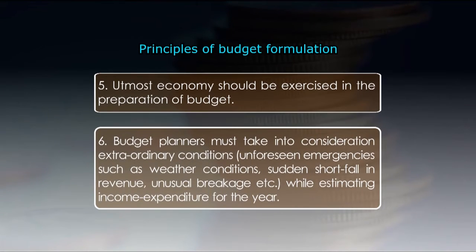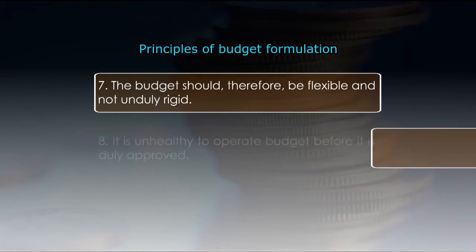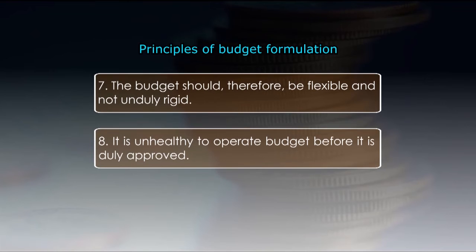Number 6, budget planners must take into consideration extraordinary conditions, that is unforeseen emergencies such as weather conditions, sudden shortfall in revenues, unusual breakage, etc., while estimating income expenditure for the year. Number 7, the budget should therefore be flexible and not unduly rigid. Number 8, it is unhealthy to operate budget before it is duly approved.